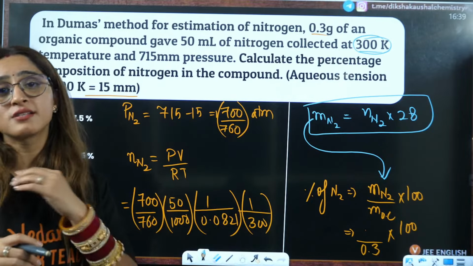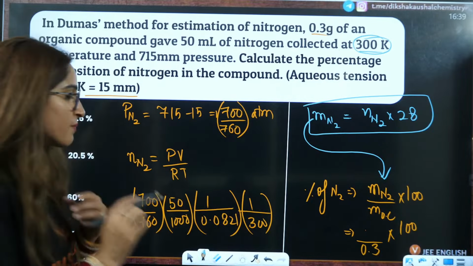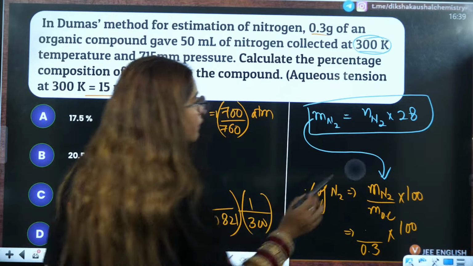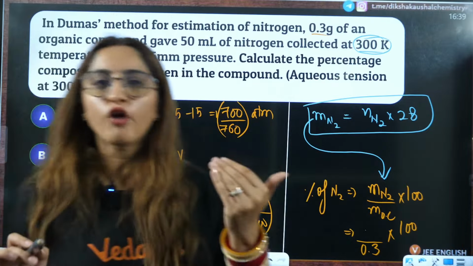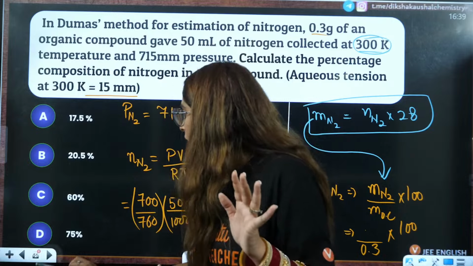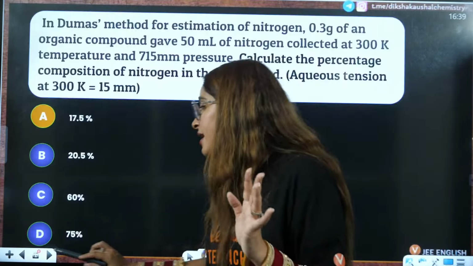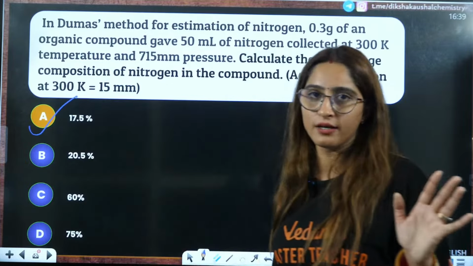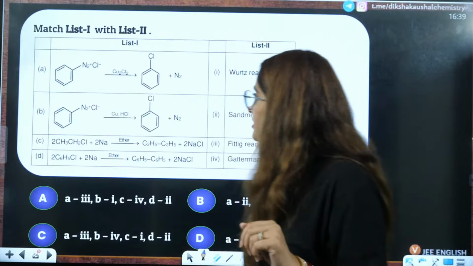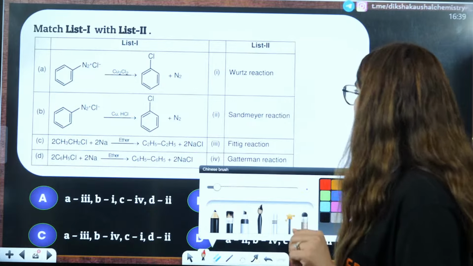The calculation is a task here, okay? Calculation is a major task. Otherwise, it is a very, very direct question from your NCERT. Okay? Understood? Do the calculation, you will get 17.46. Yes, calculation is a task here. Okay? Next is question on organic compound.